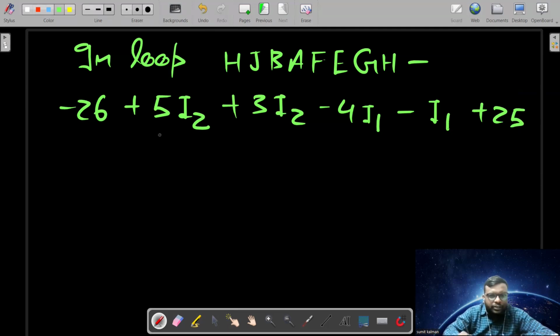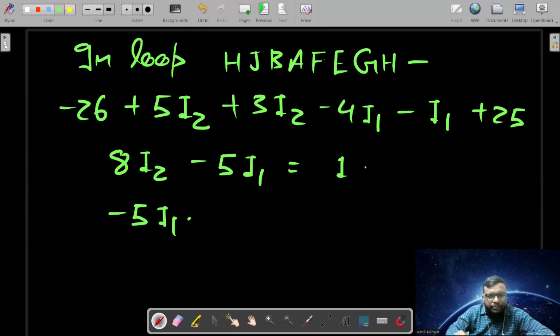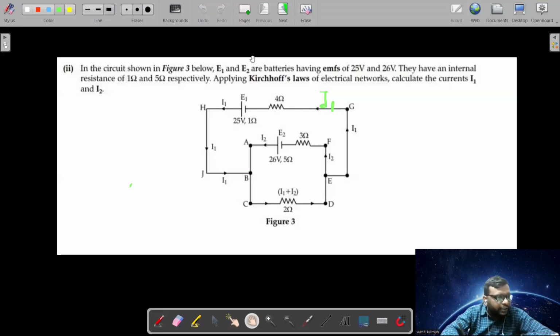Now students, here we will simplify this. It will become 8I2 minus 5I1, which is equal to 1. So -5I1 plus 8I2 is equal to 1. Equation number 1. Now students, we will take the next loop.